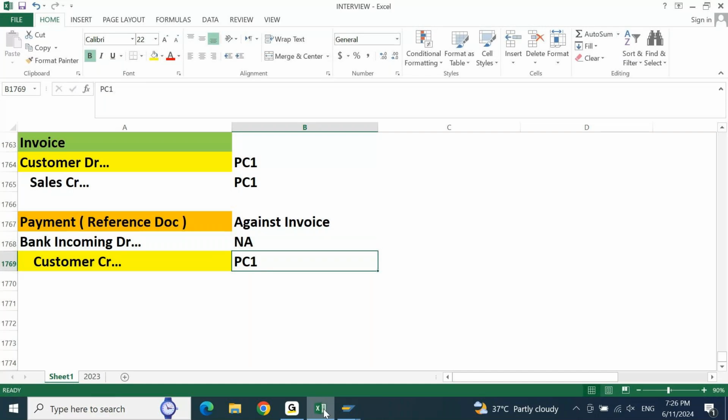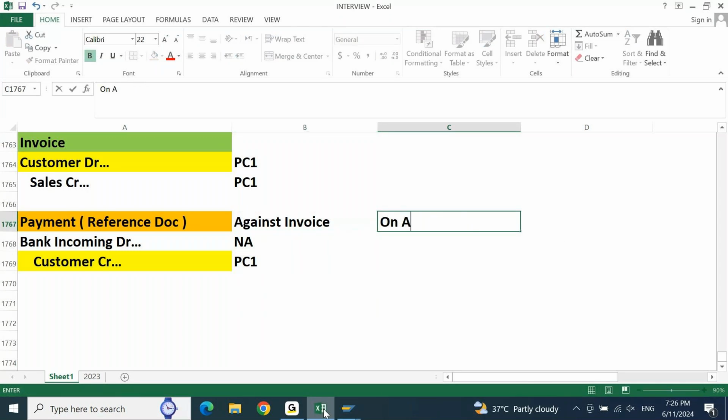And in case it is an on account payment, everybody knows what an on account payment is. What is an on account payment? Without referring to any invoice. You received the payment from the customer, but you do not know against which invoice you need to adjust it, or the customer did not tell which invoice is supposed to be knocked off. Then you are going to book the payment as an on account payment in the customer account. In this on account payment, where will the profit center be? Customer or bank?